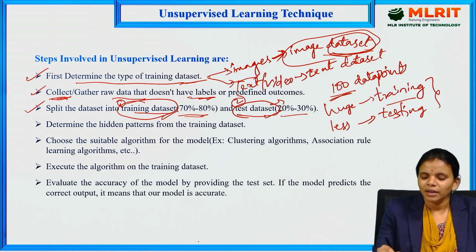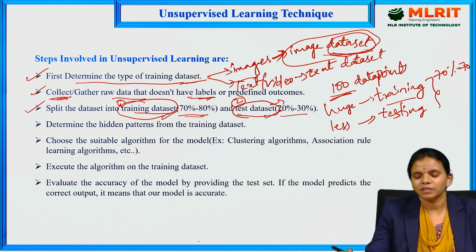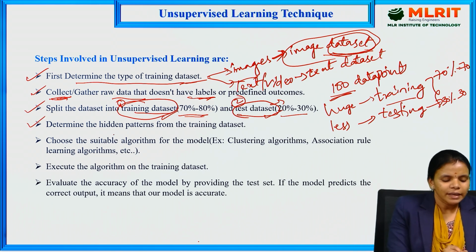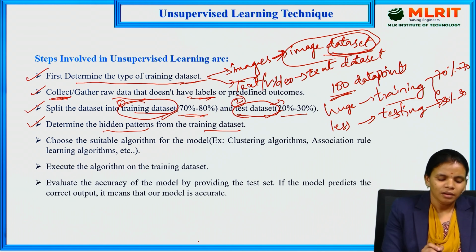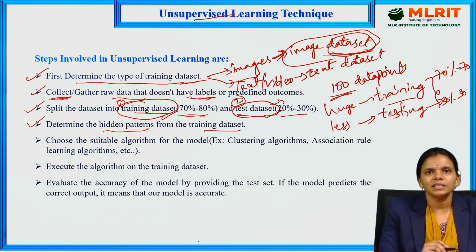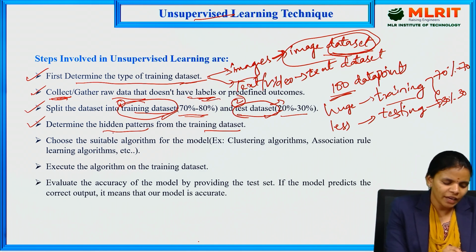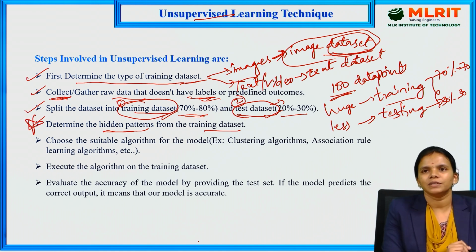For example, if you have 100 data points, then 70% means 70 data points will be used for training of the system, and 30%, that is 30 data points, will be used for testing of our model. The next step is to determine the hidden patterns from the training data set. The main thing about unsupervised learning is finding the hidden patterns from the data set, because it does not have any labels and it is an unstructured data set. So the main important step is determining the hidden patterns from the data set.